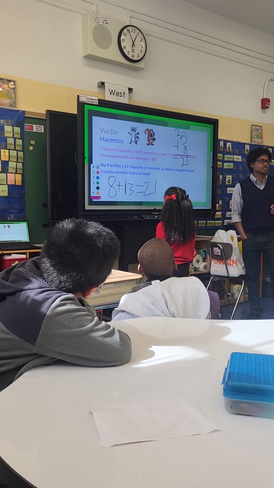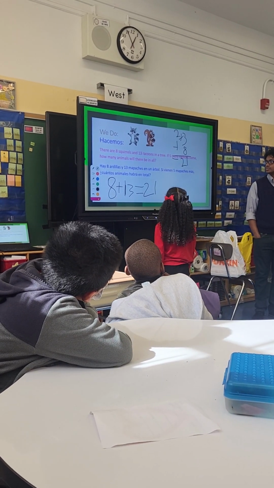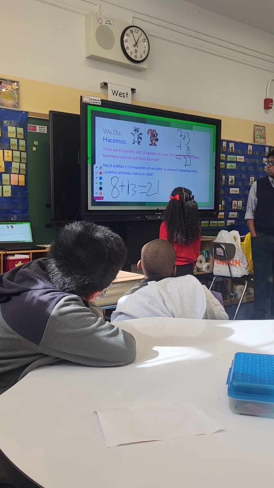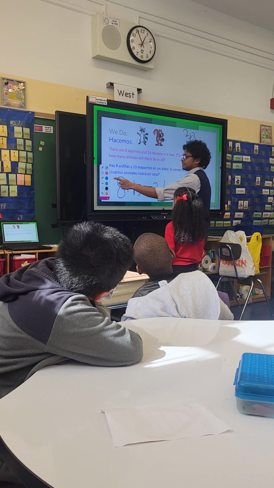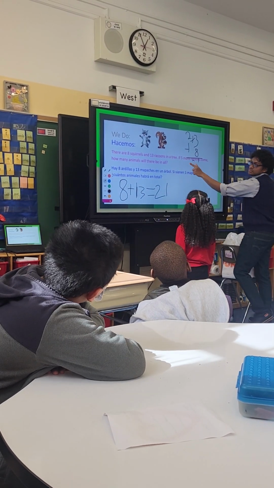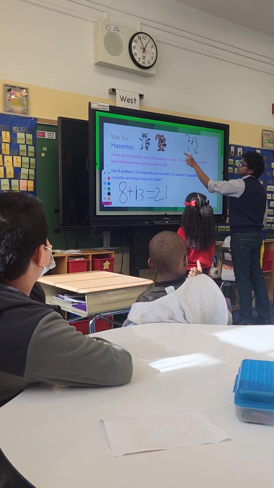Now that Samuel has her 21, what else is she going to do? Is she subtracting? No, wait. Add it. Why is she adding? Why is she adding? Jacob, why is she adding? 5.